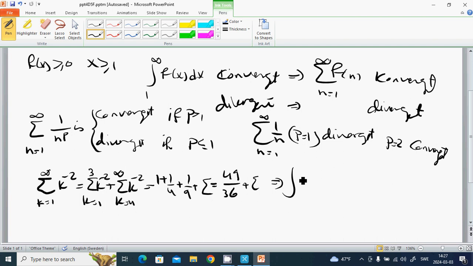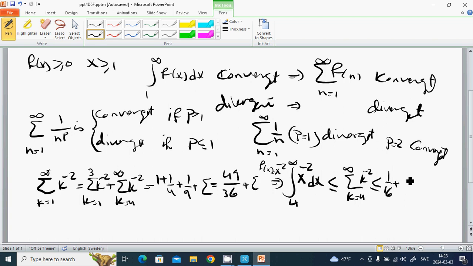Then the integral of x to the power minus 2, where f of x is x to the power minus 2, from 4 to infinity of dx is less than or equal to the sum from k equals 4 to infinity of k to the power minus 2, which is less than or equal to 1/16 plus 1/4.